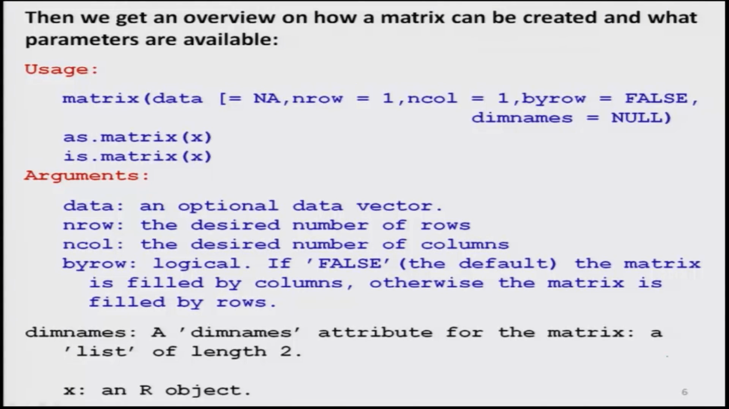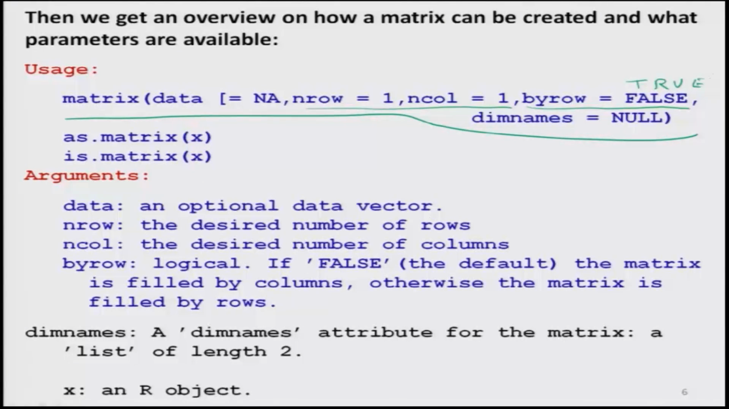Here, this is the usage command. It gives you the data, number of rows, number of columns, and then you have to write whether the values have to be arranged by row, true or false. If you want to arrange the data by rows, then you simply have to use true. Else, if you want to arrange your data column wise, then you make byrow equal to false, and that is the default also.